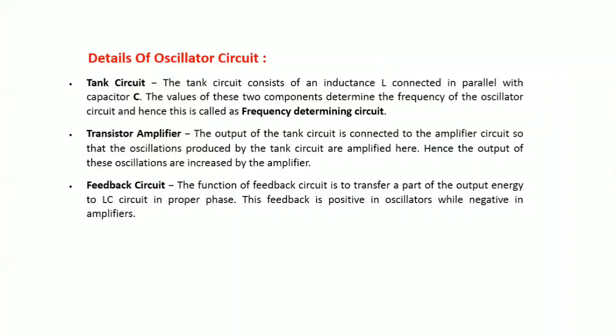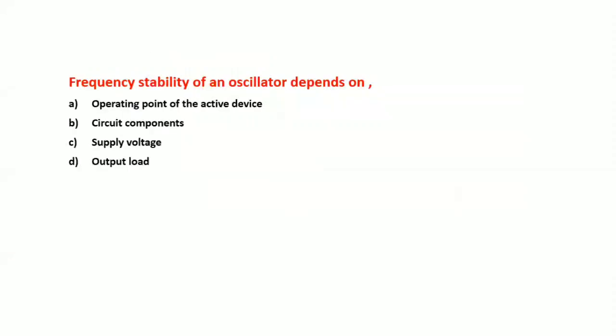The third part of the oscillator circuit is the feedback circuit. The function of the feedback circuit is to transfer a part of the output energy to the LC circuit in proper phase. This feedback is positive in oscillators, while the feedback is negative in amplifier circuits. Now, the frequency of oscillators depends on various parameters, which are listed as: first, the operating point of the active device, that is the transistor; second, the circuit components; third, the supply voltage; and last, the output voltage used in the circuit.